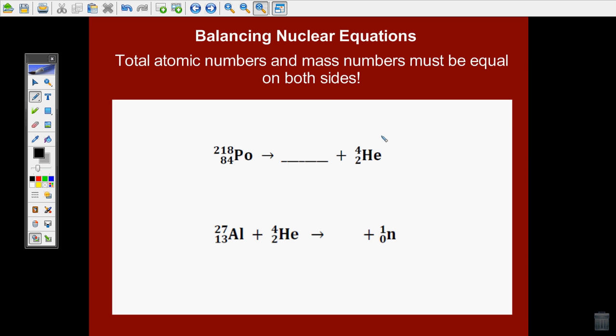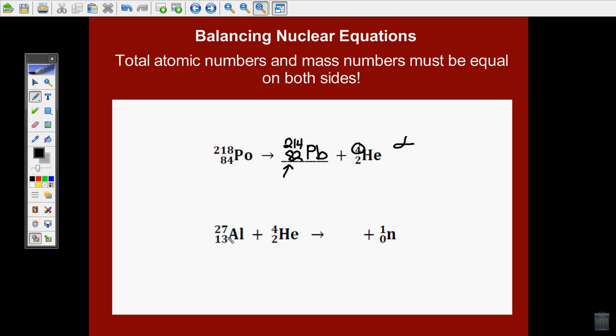Alright, balancing nuclear equations. This is the part where you need your periodic table. So what we're going to do is just add up our numbers and make sure that they match. So if we have 218 on this side, then we need 214 here, plus this 4 will give us 218. So what plus 2 will give us 84? 82. And since this is the atomic number, look on your periodic table, and the atomic number 82, that's lead. That's it. So this is alpha decay.